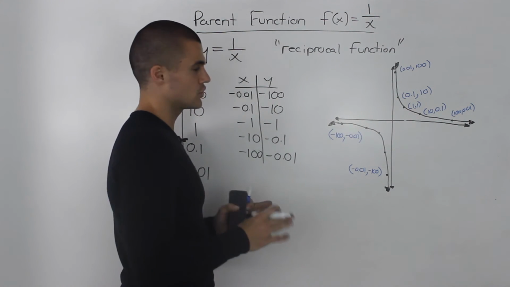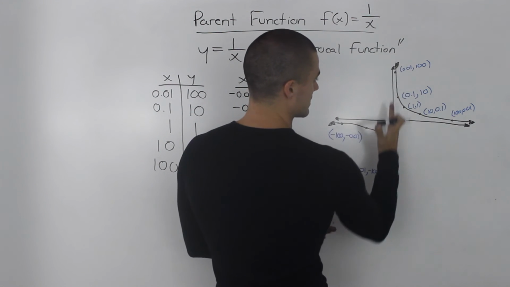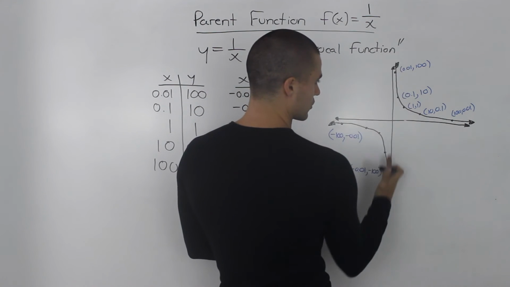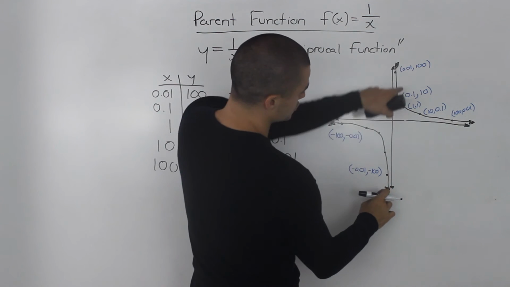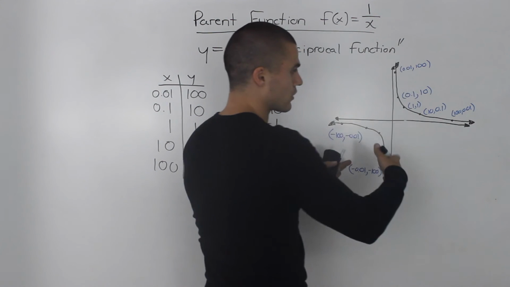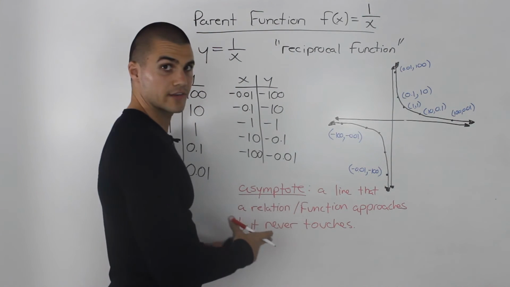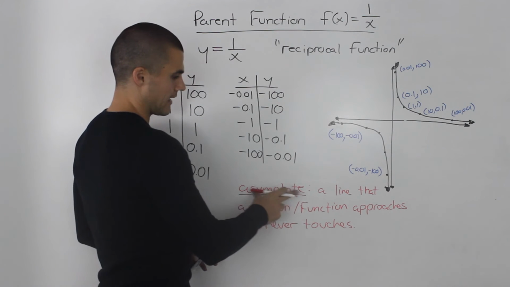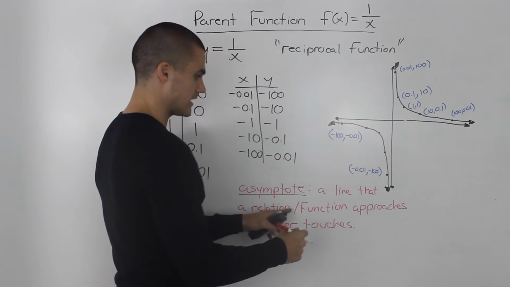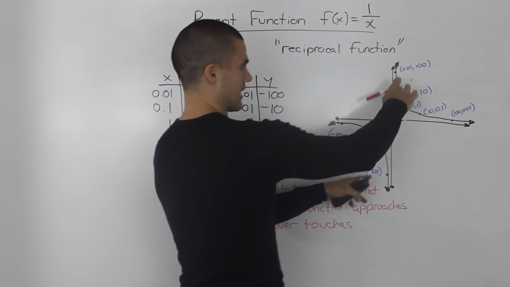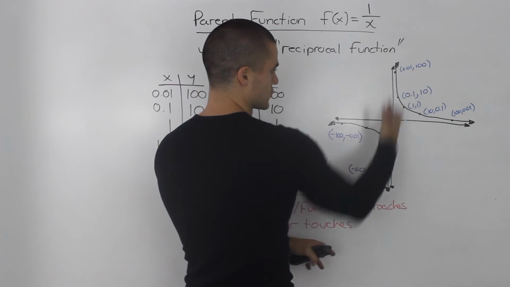Now, one thing I want you to notice is how when the graph is approaching this x value of 0, or this vertical line, this y-axis, the function gets closer and closer to it, but it never actually touches it. And what that line represents is something called an asymptote. And an asymptote, the definition of it is basically a line that a relation or a function approaches, as you can see here, but it never touches it. So this is an asymptote right here.